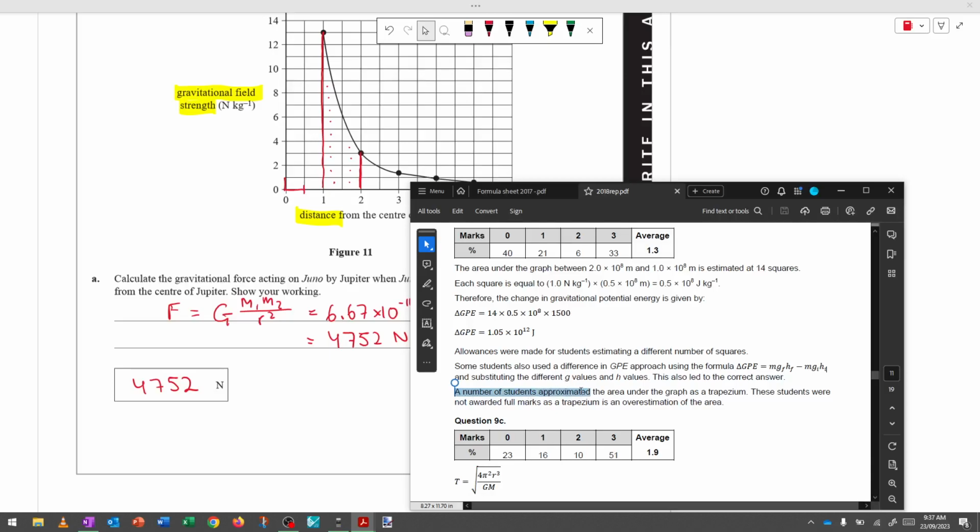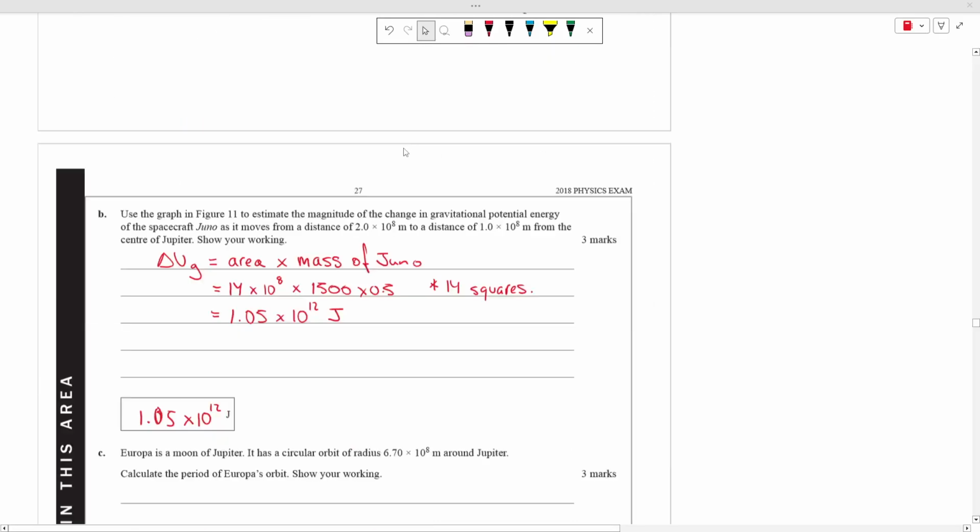It does say a number of students approximated the area under the graph as a trapezium. The students were not awarded full marks as a trapezium if there's an overestimation of the area. So yeah, if you draw a straight line from there to there, you're probably adding another square and a half, maybe 2. That's probably too much outside of the range of accepted values for this question. Alright, let's keep going.